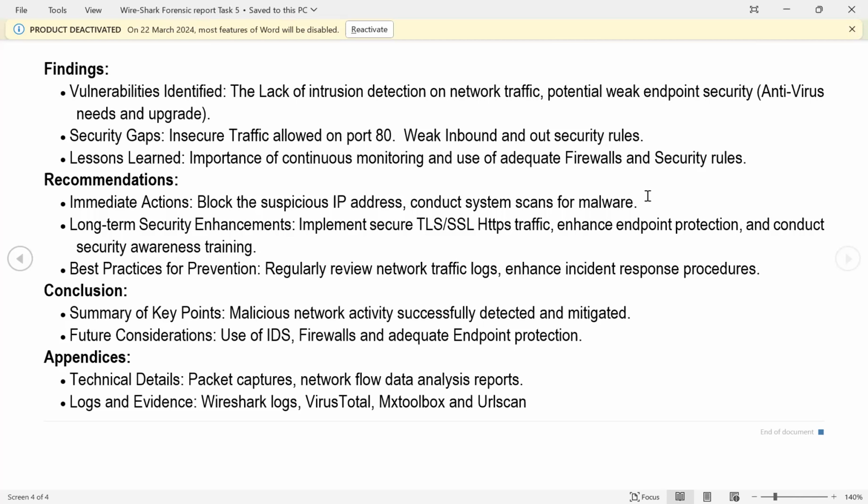Malicious network activity successfully detected and mitigated. Like this is so articulate. Then future consideration: use of IDS, intrusion detection systems, firewalls, and adequate endpoint protection. And appendices added the technical details, PCAP packet capture with what he has looked at, network flow data analysis report, logs and evidence from all those tools that he has used. So that is it.